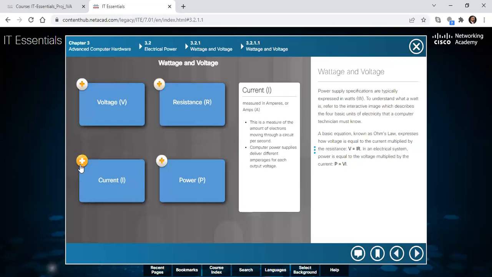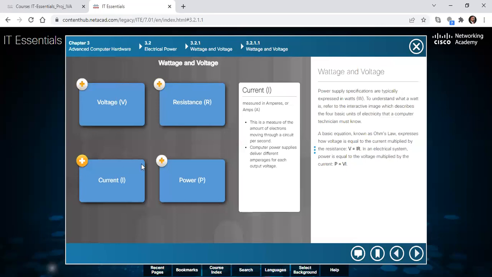Then we look at the current, and they all have a symbol. The symbol of voltage is V, the resistance is R, the current is I. It's measured in amperes, or amps. This is a measure of the amount of electrons moving through a circuit per second. Computer power supplies deliver different amperage for each output voltage.